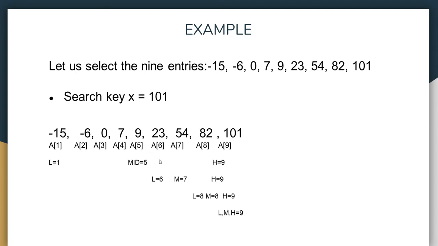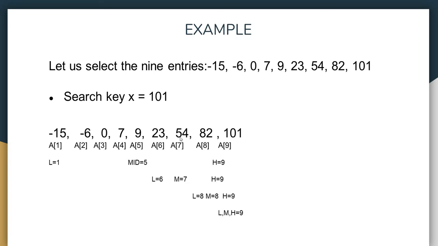So here onwards the search is available in the right sublist only. Here the case 2 value condition is true. So low equal to mid plus 1, high equal to 9. So once again we have to check the mid position condition, while low is less than or equal to high. Here 6 is less than or equal to 9, condition is true. So we have to calculate the mid position, low plus high divided by 2. Here the mid value equal to 7.